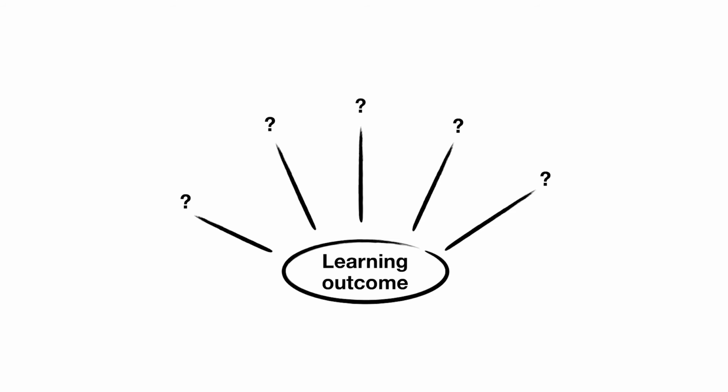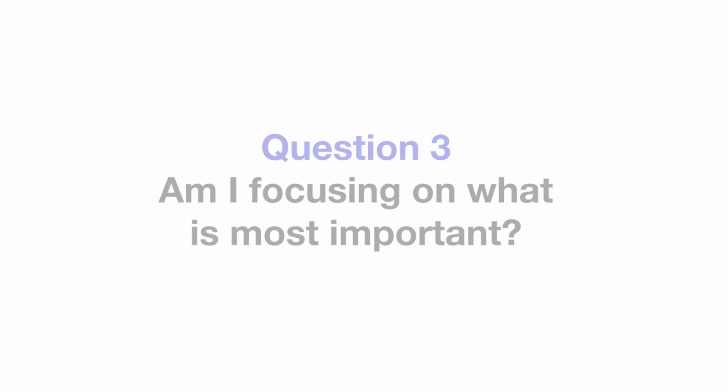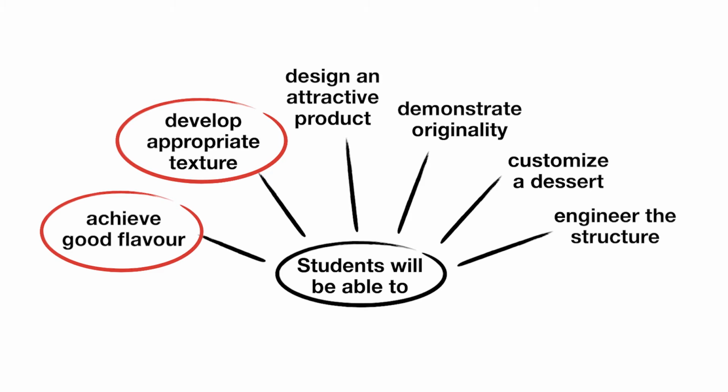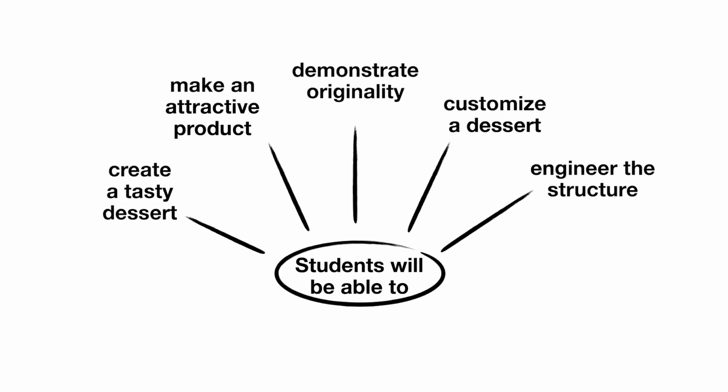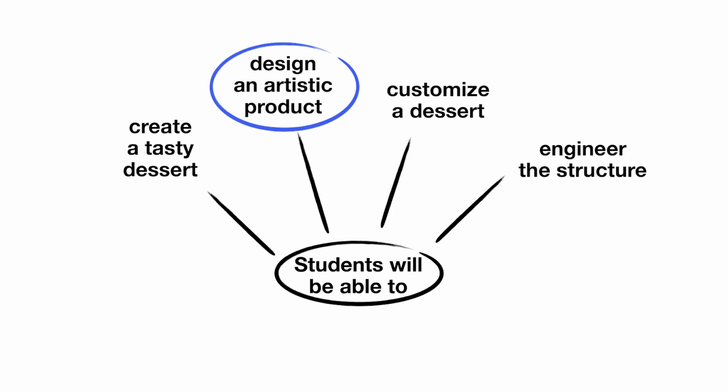More than that results in an unwieldy tool that can overwhelm users and does not focus on what is most important, thus potentially reducing the validity and reliability of your rubric. To distill the list to the 3 to 5 most important criteria, ask this question: am I focusing on what is most important? To help decide what is most important, we must keep the learning outcome in mind. To begin, the first 2 criteria are aspects of the same thing. Professional desserts taste good, so we can combine those criteria into a single criterion. Create a tasty dessert. Similarly, attractiveness and originality are both aspects of the concept of artistry. So let's replace those with one criterion: design an artistic product.